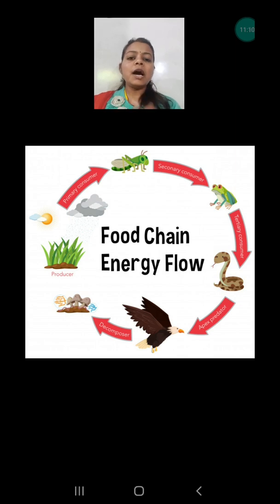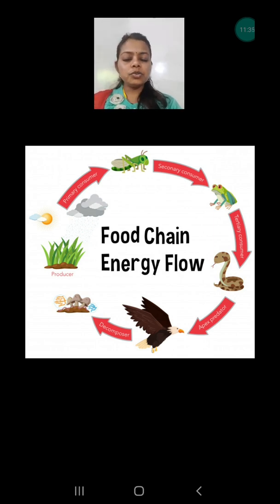For us, our food is vegetables, fruit and grains. For other animals, the food can be different. But whatever they are eating, the energy is coming from there only. So here the food chain starts from the plant, because only the plant can do photosynthesis and make food, and on the plant all the other animals, including human beings, are depending.